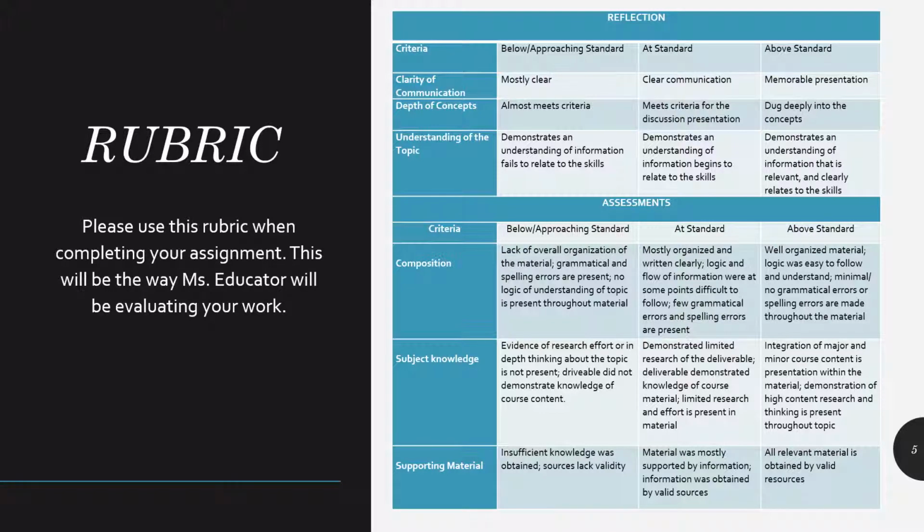Please use this rubric when completing your assignment. This will be the way Miss Educator will be evaluating your work. Please read carefully all the criteria and create your assignment accordingly.